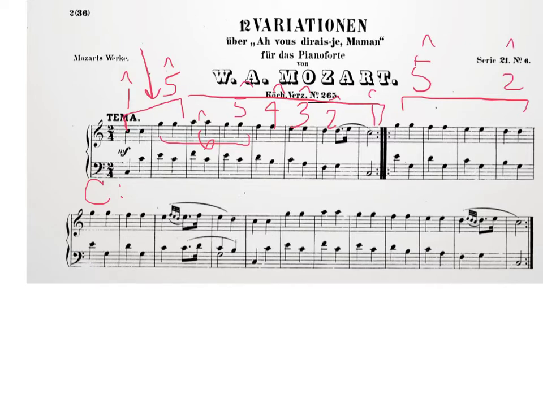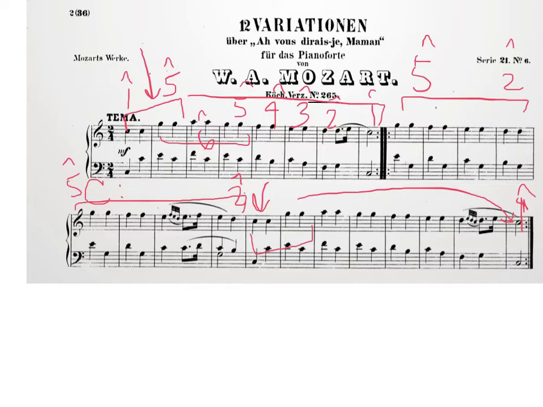So here's a 5, 4, 3, 2, and a slightly more elaborated version of 5, 4, 3, 2, and a return to the opening, reminding us of that big leap, 1, 5, and then a return back down to scale degree 1 at the very end. Okay, so this gives Mozart lots of opportunities to do some neat things with this variation.